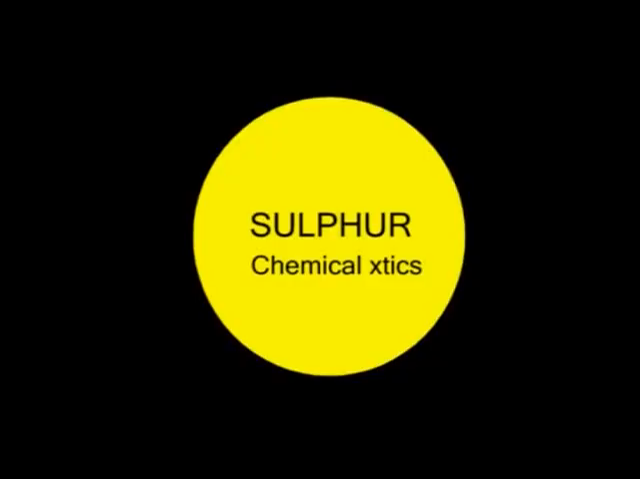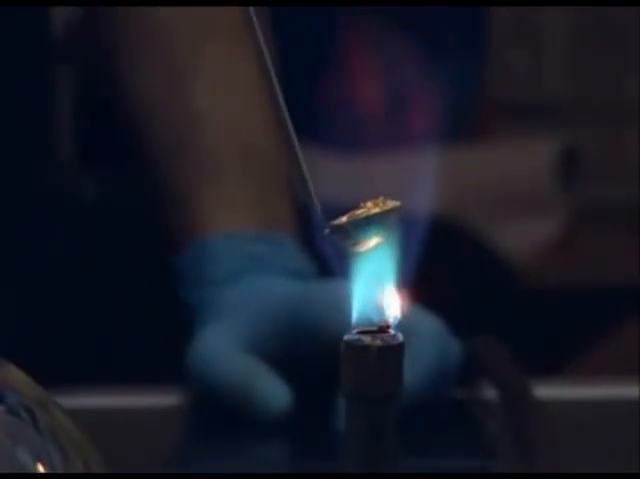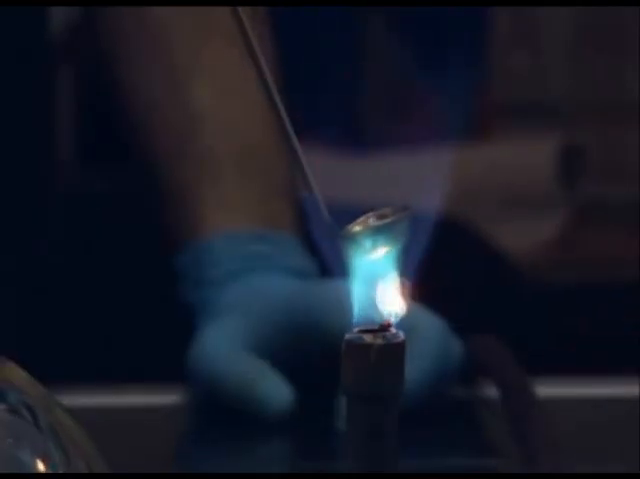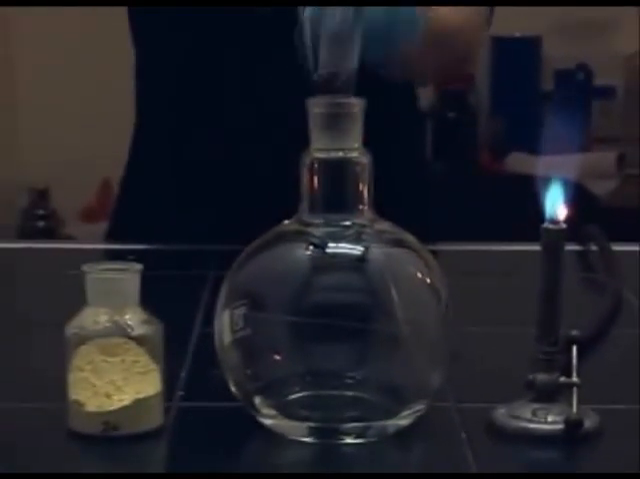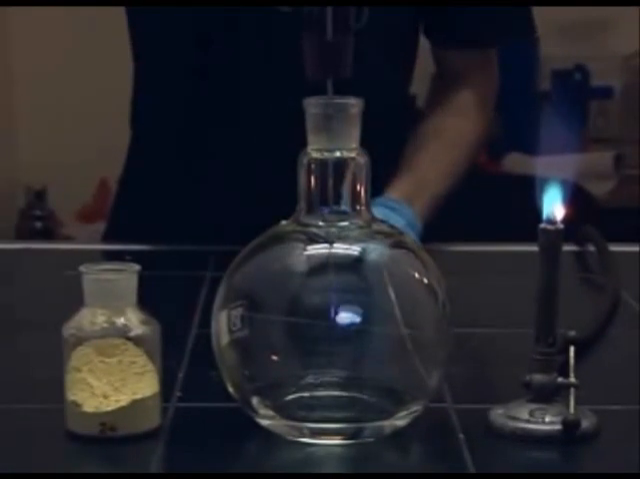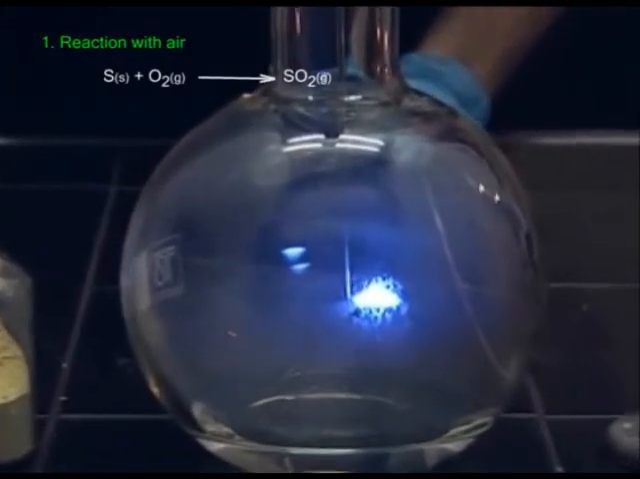Good. Now we look at the chemical properties of sulfur. Reaction with air. Sulfur melts and catches fire, burning with a blue flame. It burns in pure oxygen with a brilliant blue flame. In either case, sulfur combines with oxygen to form sulfur dioxide, which has a choking smell.